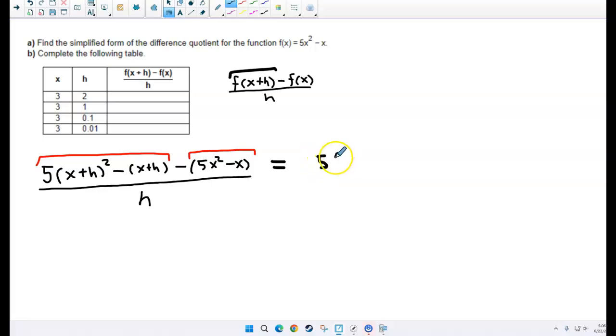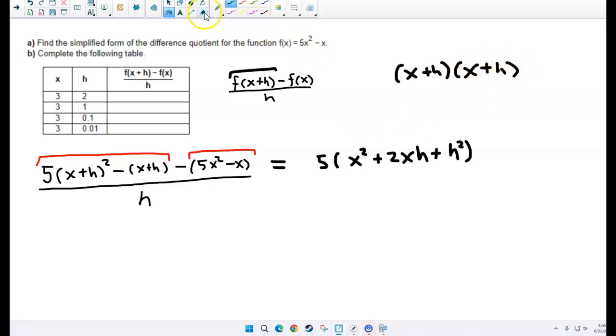There's a 5 in front. If you square a binomial, you can square the first term, so that's x squared. You can multiply the two terms together and double, so x times h doubled is 2xh. And then squaring our last term is just the h squared. Another thing you could do here is FOIL if you're familiar with that process. You write x plus h times another x plus h, and then you could FOIL that out. So that's our first term. We can, of course, distribute the 5. I guess I'll proceed with this.